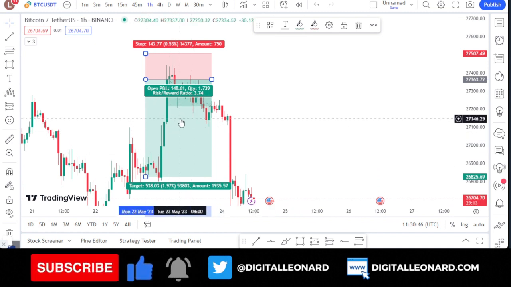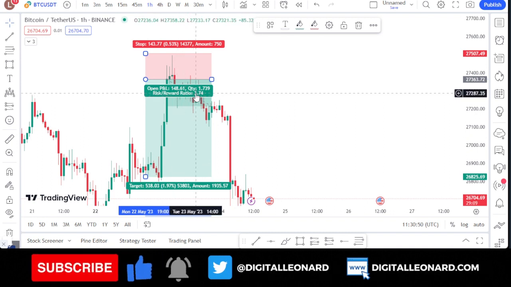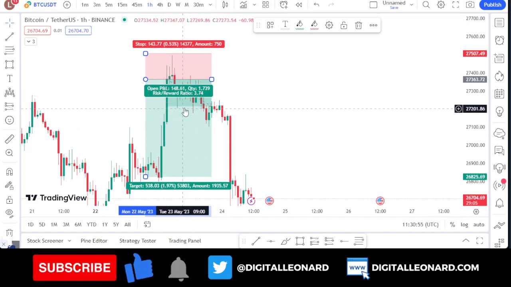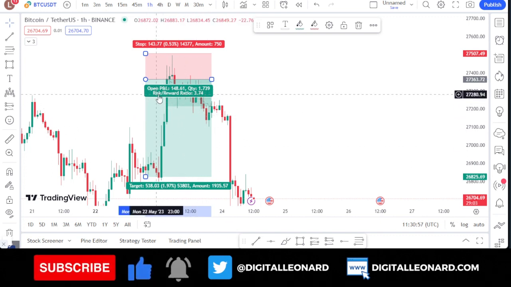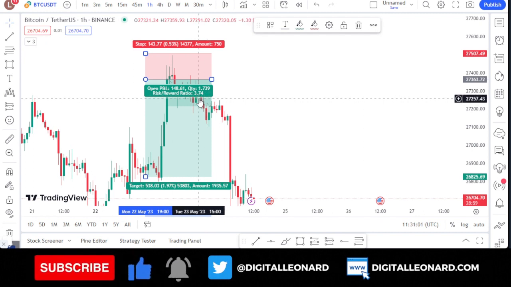Now what is the risk reward ratio on this? If I click on this, you see that it is based on a risk reward ratio of 1 to 3. When you are setting this on your chart, make sure that where it says risk reward ratio, the number is always above 1.